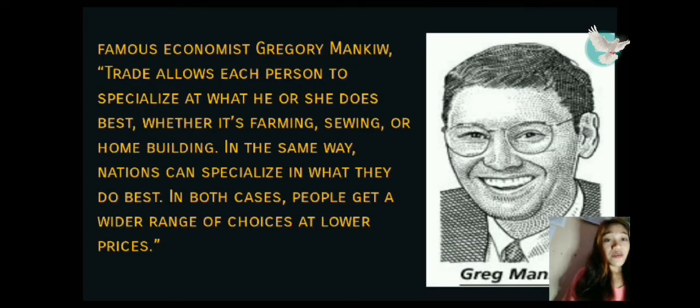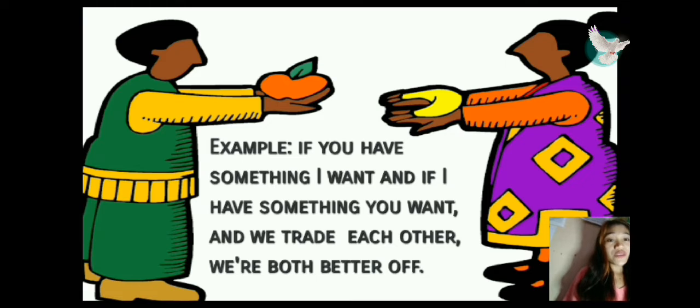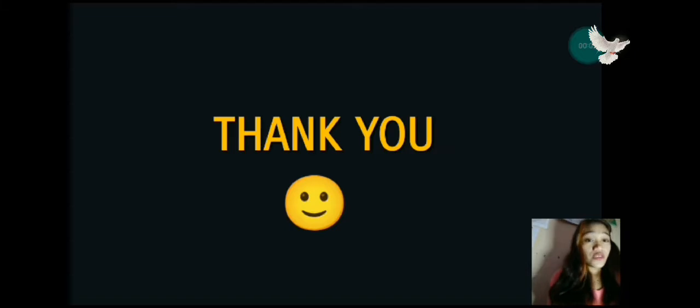A famous economist, Gregory Mankiw, says that trade allows each person to specialize at what he or she does best, whether it's farming, sewing, or home building. In the same way, nations can specialize in what they do best. In both cases, people get a wider range of choices at lower prices. For example, if you have something I want and I have something you want and we trade with each other, we're both better off.